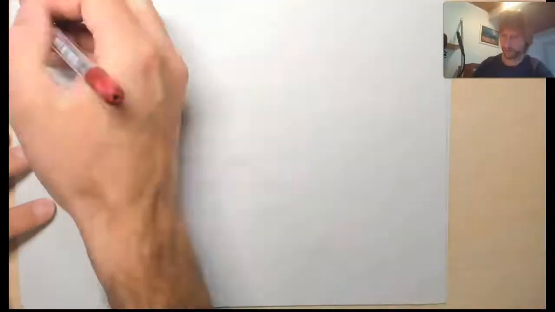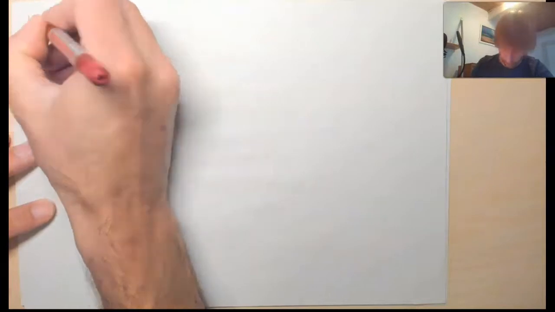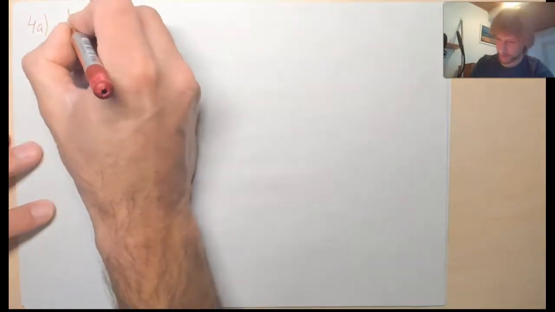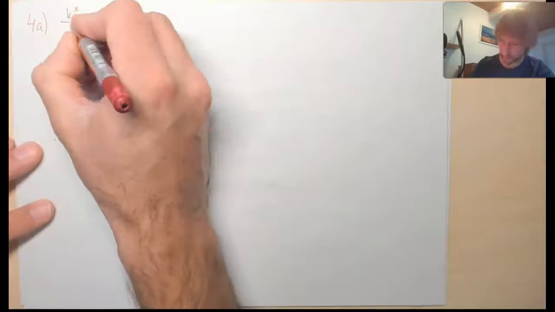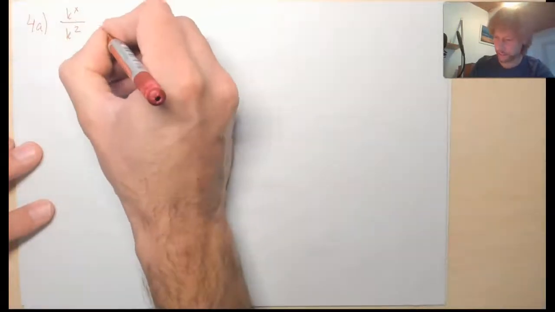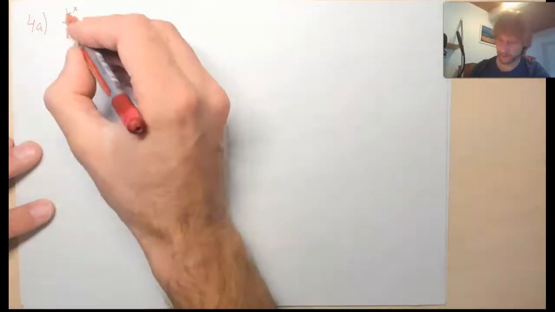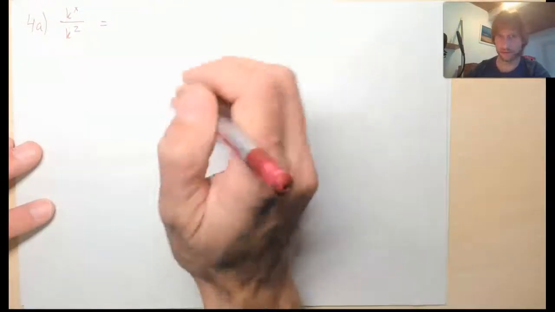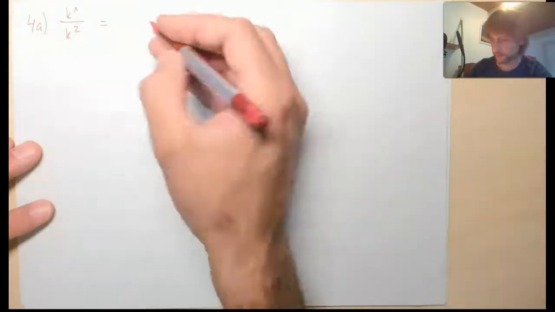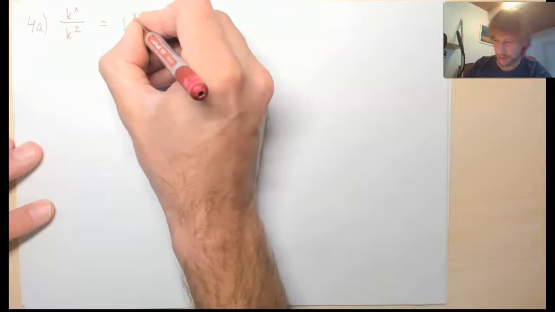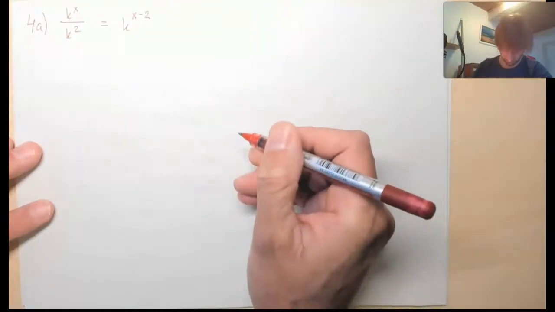New page, next question. So question 4. For a, we have k to the power of x over k to the power of 2. And this is a fraction of powers with the same base. So we can just subtract the exponents here. So that's going to be k to the power of x minus 2.